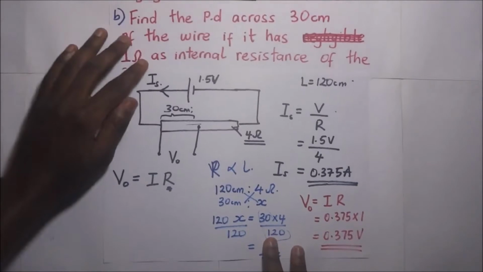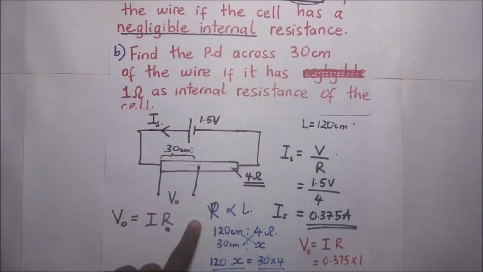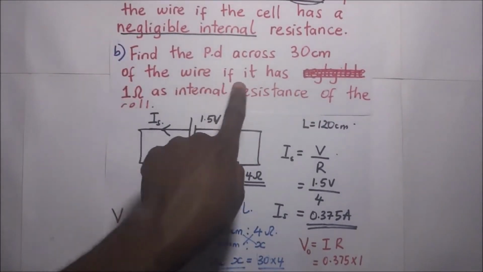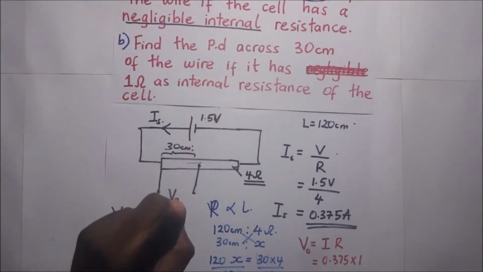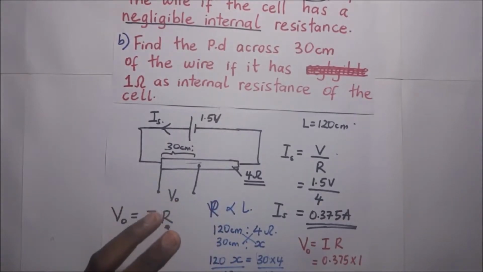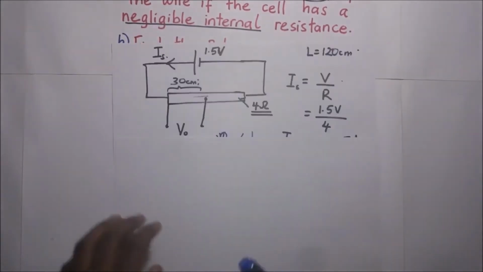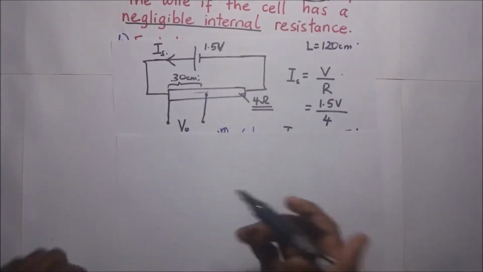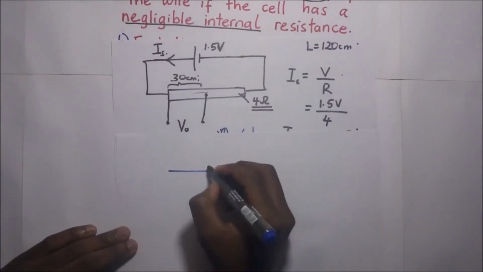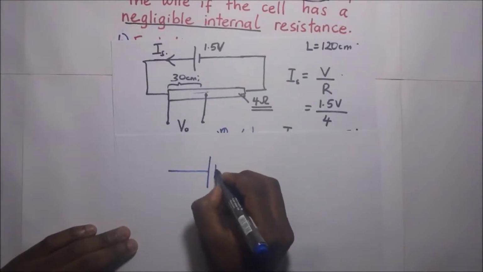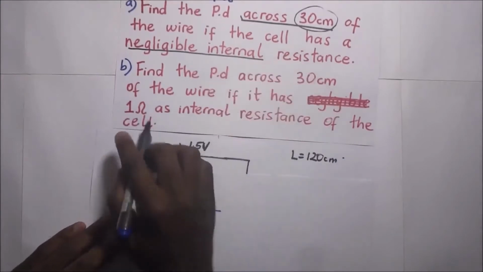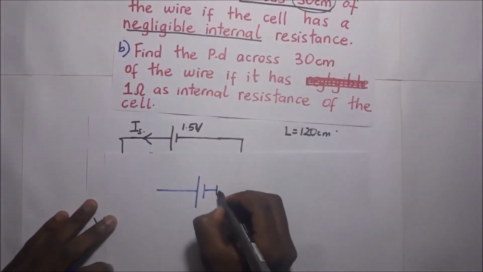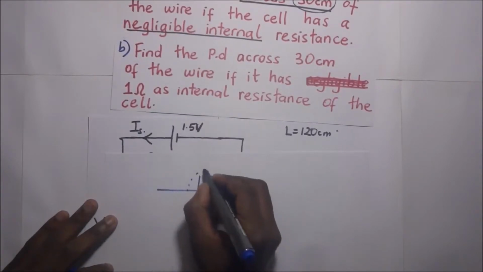Now we're going to repeat this question. Part B is telling us to find the PD across the 30 centimeter of the wire if the cell has 1 ohm as internal resistance. So the internal resistance here is 1 ohm. That's a slight change in the question. If I may redraw this circuit diagram, it's still going to be this, but this time the cell has 1 ohm internal resistance. This whole thing is the cell.